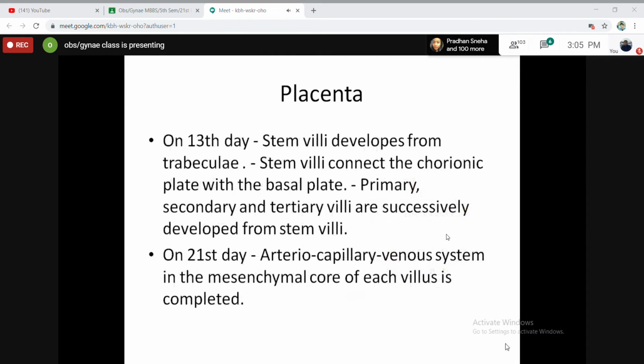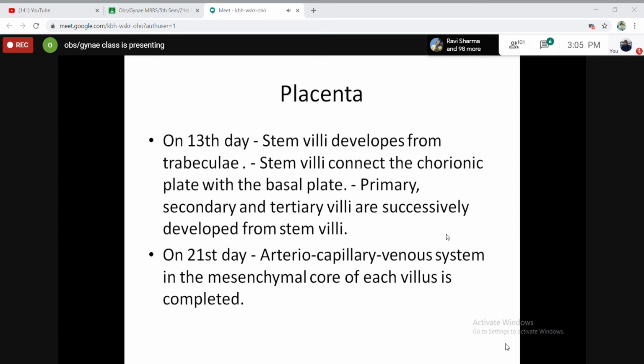So by the 13th day, the stem villi develop from the trabeculae. So whatever is formed by the 11th day, from the 13th day onwards, stem villi start to form. And the stem villi connect the chorionic plate with the basal plate. And the villi gradually branch off into primary, secondary, and tertiary villi successively. So from the stem villi, the primary, secondary, and tertiary villi develop.